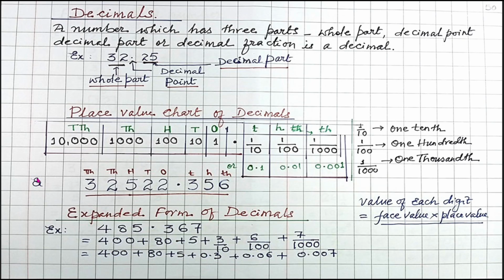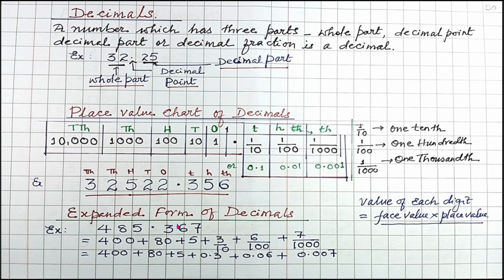Now, having understood that the value of each digit is equal to face value into place value, we can write the expanded form of any given number. For example, the expanded form of the decimal number 485.367 is 4 into its place value, that is 4 into 100 is 400, 8 into 10 is 80, 5 into 1 is 5, and the point, as it is, the decimal point. 3, and its place value is 1/10.